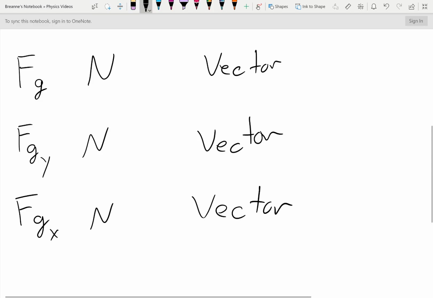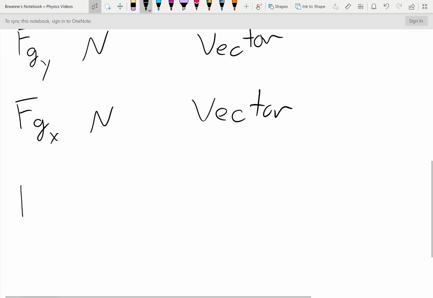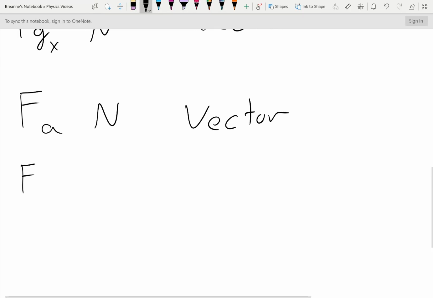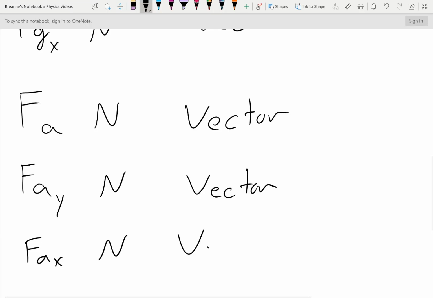Anytime you see force, just ditto. Force applied, guess what? Fa, so F sub a, newtons, vector. We have force applied in the x and force applied in the y, so it looks just like the force of gravity: F sub a y, newtons, vector; F sub a x, newtons, vector.